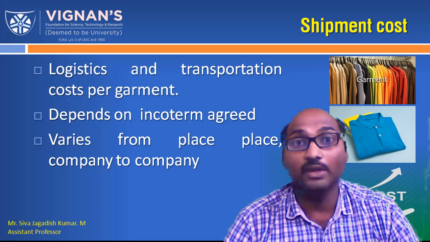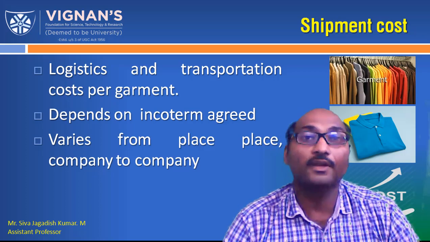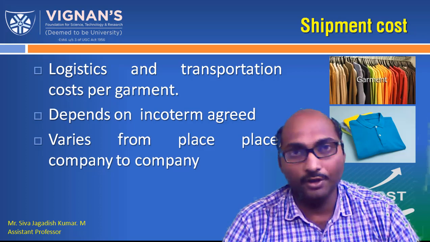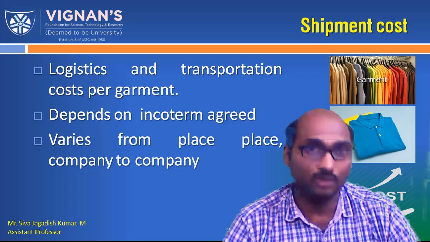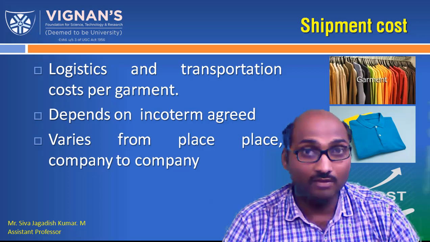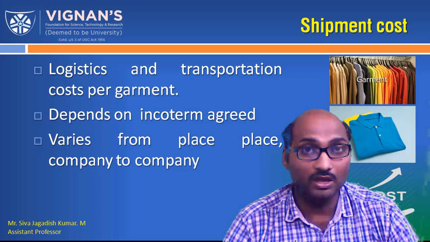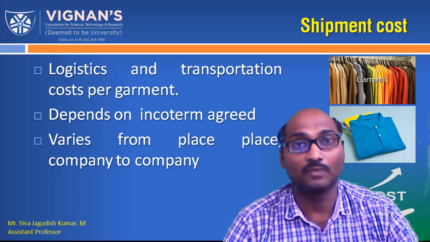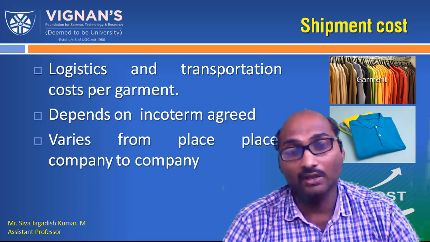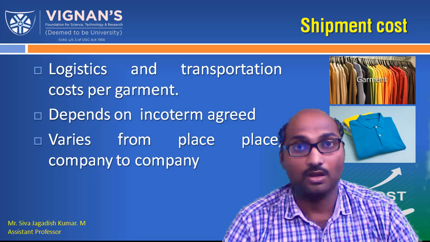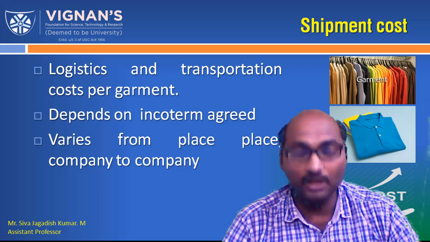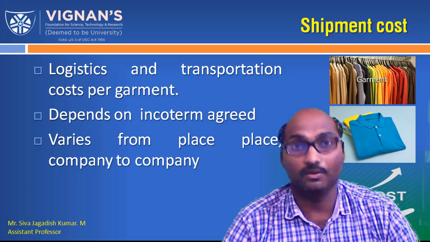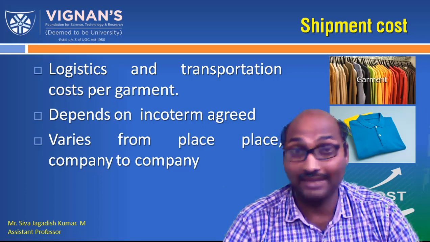The cost is mainly dependent upon what kind of Incoterm we are agreeing on. As you already know, there are 4 types of Incoterms. One is ex factory, another is FOB, another is CIF, and the last category is DDP. Ex factory means the customer needs to pay all the money once the goods cross from the manufacturer's warehouse or factory.